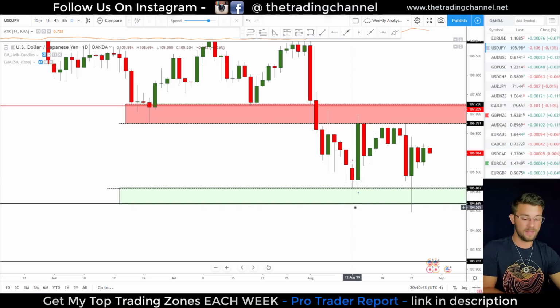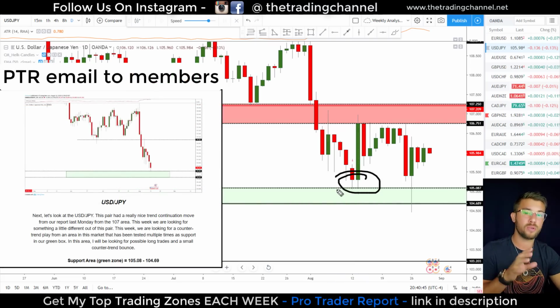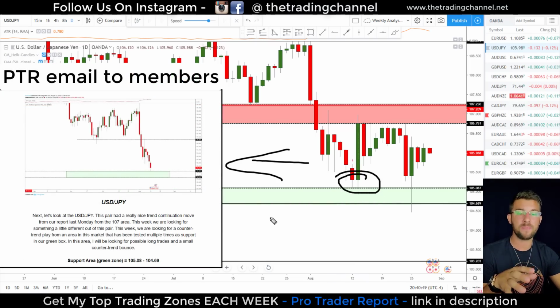And I actually had this level pointed out in a pro trader report, an email that we sent out to traders. If you look right here, I'll show you that. And again, this is not for me to boast and say, look what I can do. Look, I can predict where markets are going to go. I'm wrong sometimes too. This doesn't work 100% of the time, but it works very often. And it's something I want to teach you how to do.